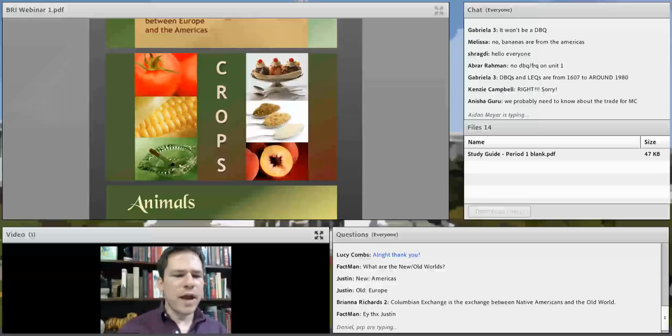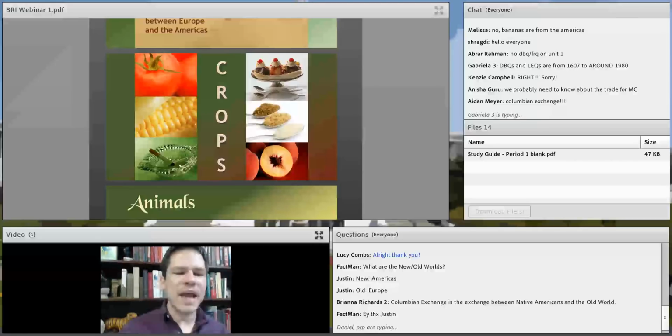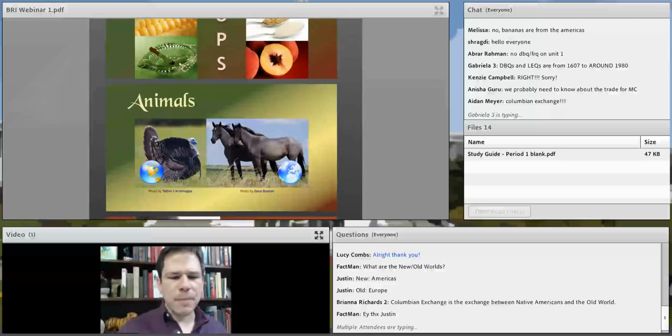So as far as that goes, then you look at New World to Old World: tomatoes, corn, and of course tobacco. This is the first time that Europeans are exposed to tobacco, which was very popular among these Indian populations.